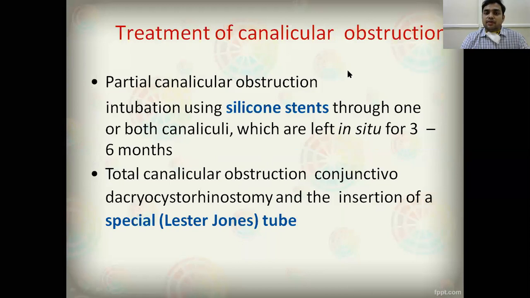So what is the treatment of canalicular obstruction? If it is a partial canalicular obstruction, we intubate tube stents called silicone stents through one or both the canaliculi, and they are left for about 3 to 6 months. If it is a total canalicular obstruction, there is a procedure called conjunctivodacryocystorhinostomy, where we insert special tubes called Lester-Jones tubes. This is how we treat the canalicular obstruction.